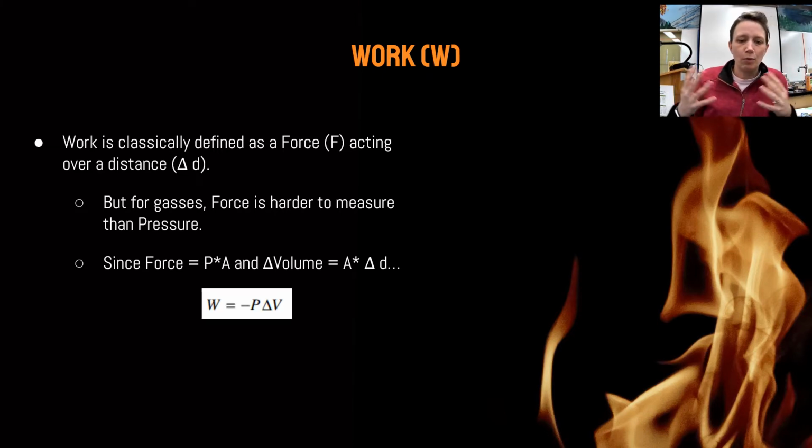But we end up with this equation right here, which is on your equation sheet, which is for a gas system, work is equal to negative P times delta V. This is the same as F delta D, it's just for gases.